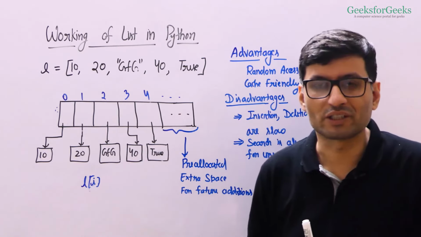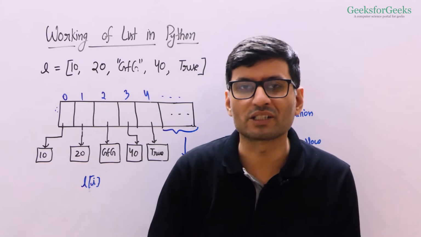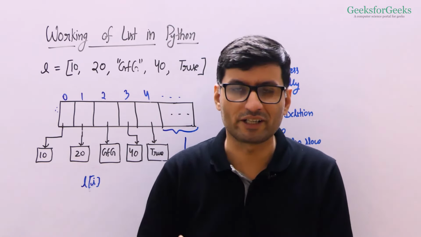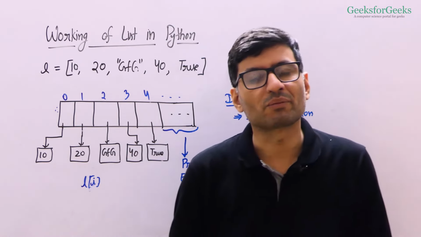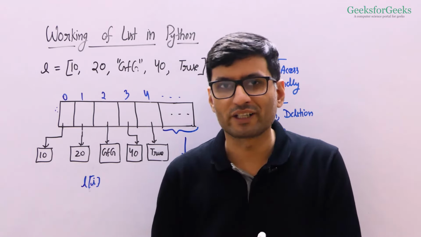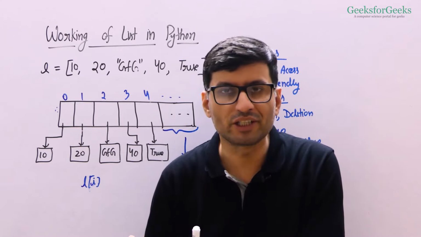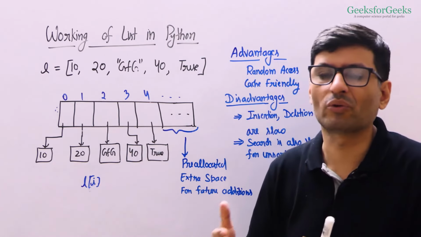So that's another advantage. This advantage is not there when you have data structures which are based on linked lists. For example, the deque container that we are going to discuss in upcoming videos in Python. It's not based on an array, it's based on a doubly linked list. So you don't get these advantages of random access and cache friendliness with deque. You get these advantages only with list.